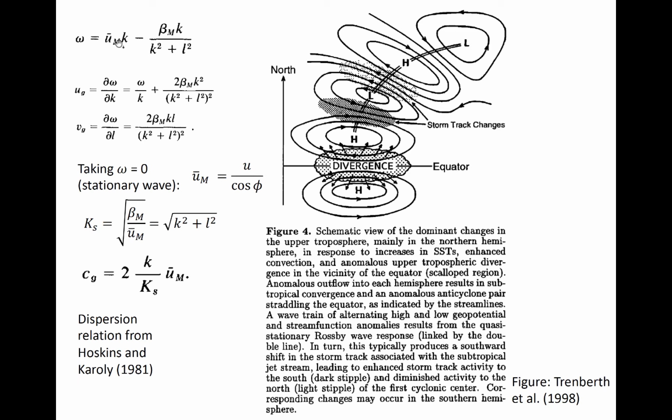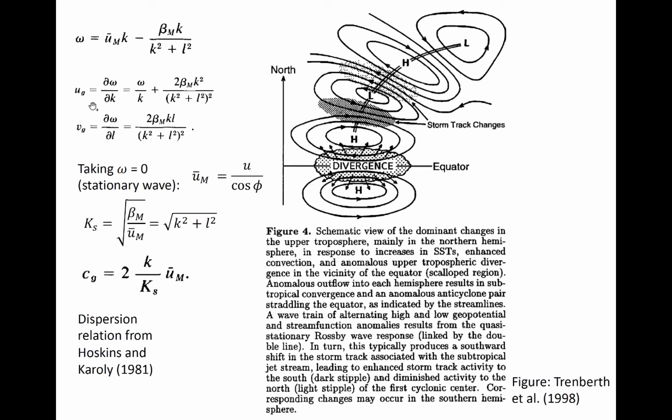The group velocities in both the zonal and meridional wind direction are shown, and the magnitude of the group velocity for a stationary wave, with omega equals 0, is shown down here at the bottom. This tells us that the group velocity for a stationary wave depends on the sign and the magnitude of the mean zonal wind, which is generally westerly aloft at mid-latitudes.